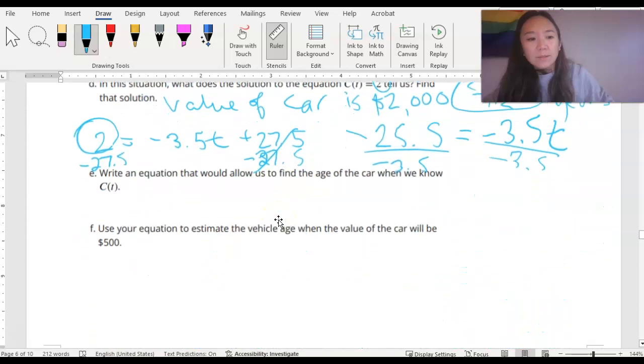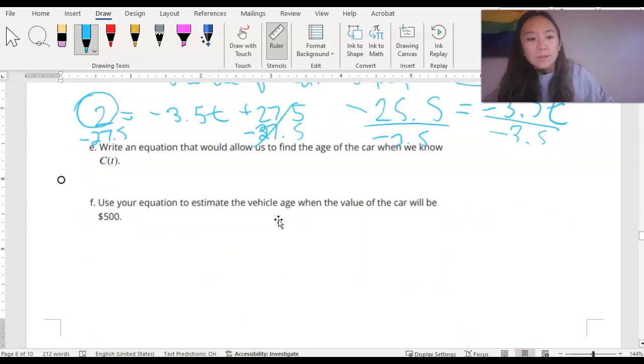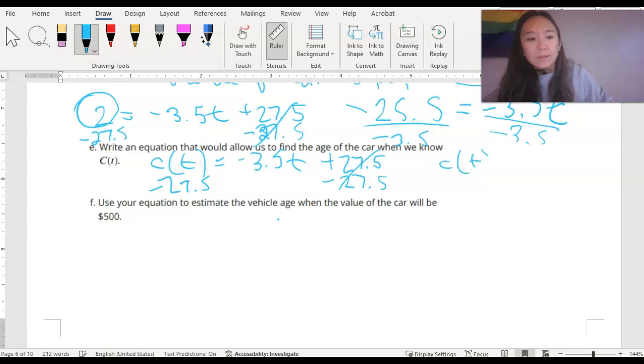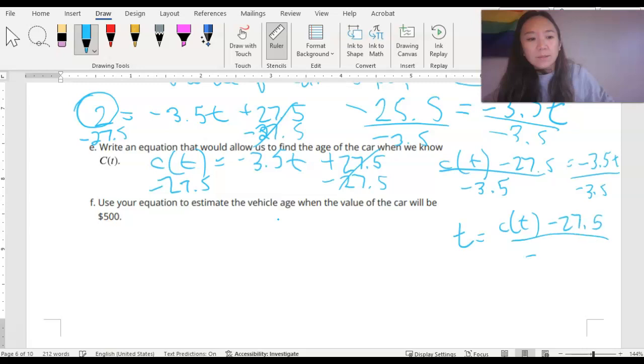All right, it says write an equation that would allow us to find the age of the car when we know C of t. So C of t equals negative 3.5t plus 27.5. We're going to use our inverse operations here to solve for t. So this will cancel out. I'm going to write here, we'll then get C of t minus 27.5 equals negative 3.5t. Divide both sides by negative 3.5. And we'll get t equals C of t minus 27.5 over negative 3.5.